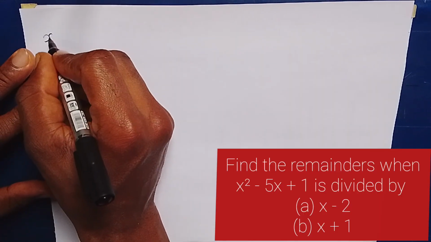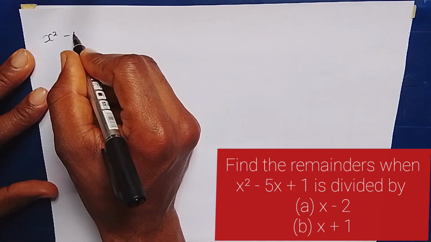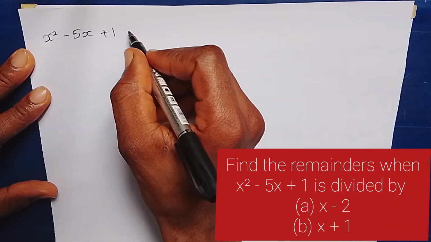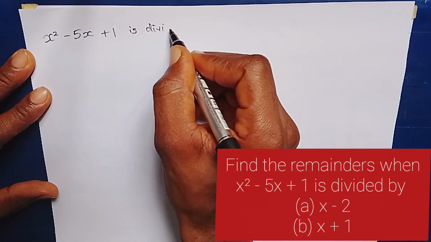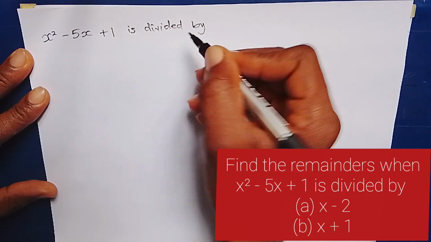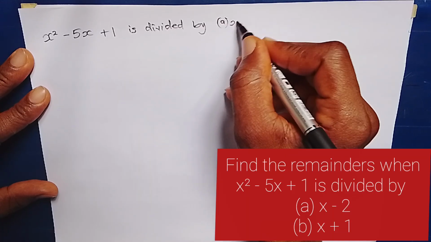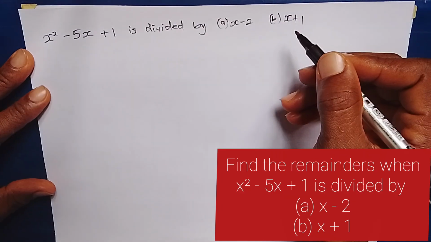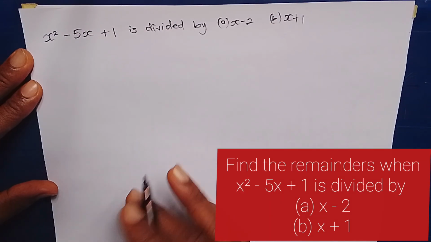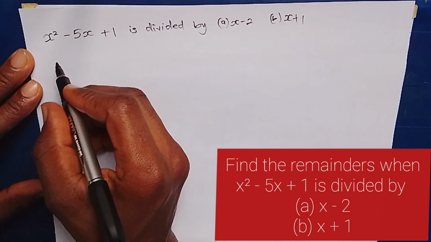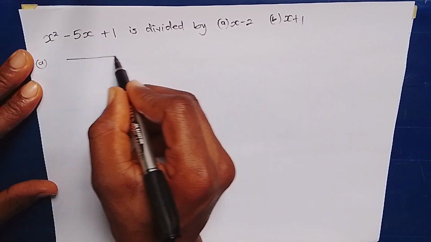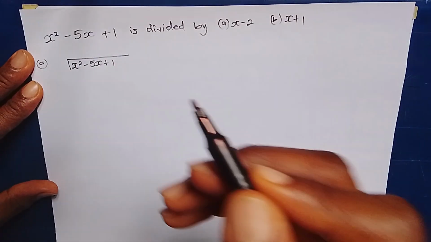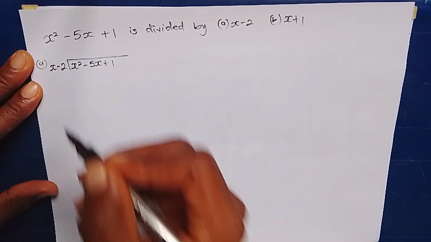Now let's try out an example to prove this. When x squared minus 5x plus 1 is divided by, first, x minus 2, and secondly, x plus 1, we have to find the remainder. First of all, let's do our long division, then we'll apply the remainder theorem. Now for the first one, a, x squared minus 5x plus 1 divided by x minus 2.